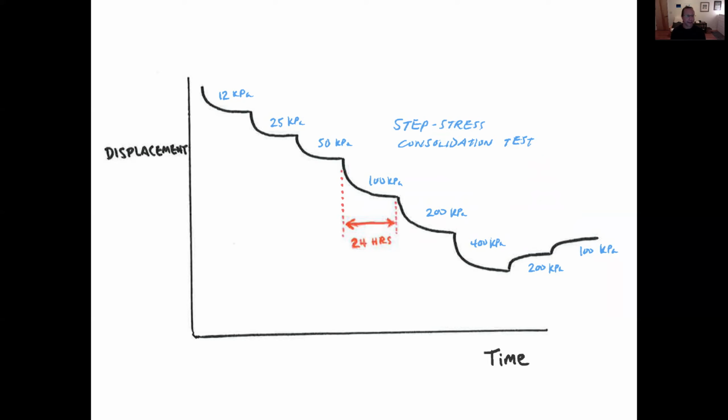So you would start at some value of what would be called a seating load, just to make sure that everything's in contact and so on, maybe 12.5 kPa or 12 kPa, and then double that out to 25, 50, 100, 200, 400, and then back off on that load some. Something to note here is that when that specimen is unloaded, it does not return to where it was. That just identifies that soil does not behave elastically.